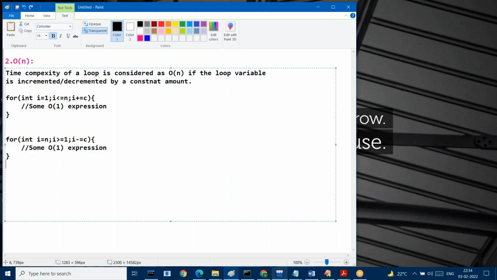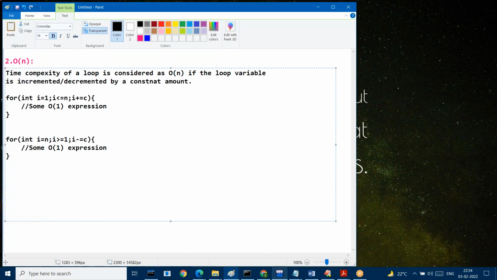C is a positive integer constant. So this for loop complexity is big O of n.